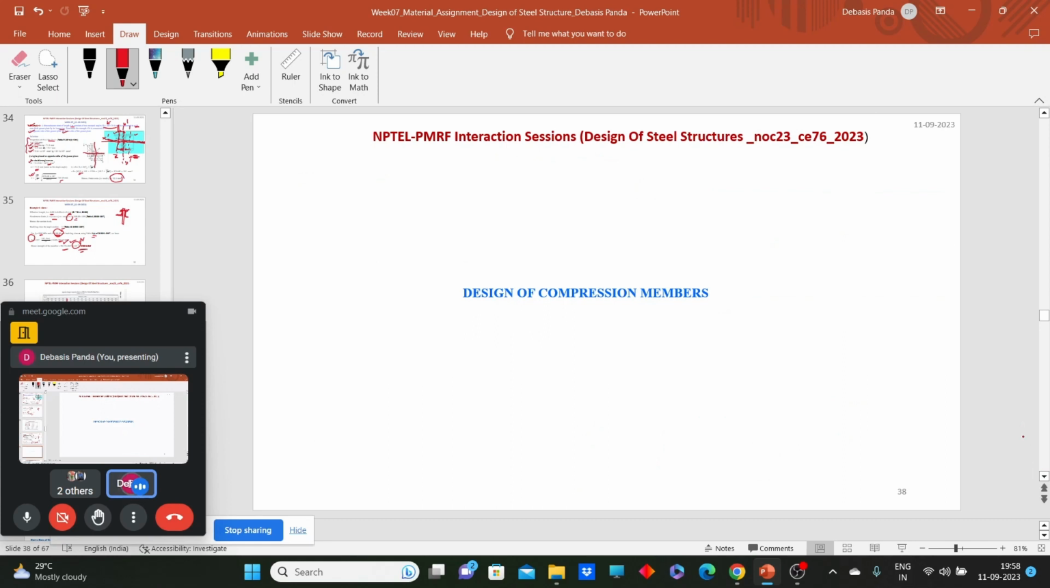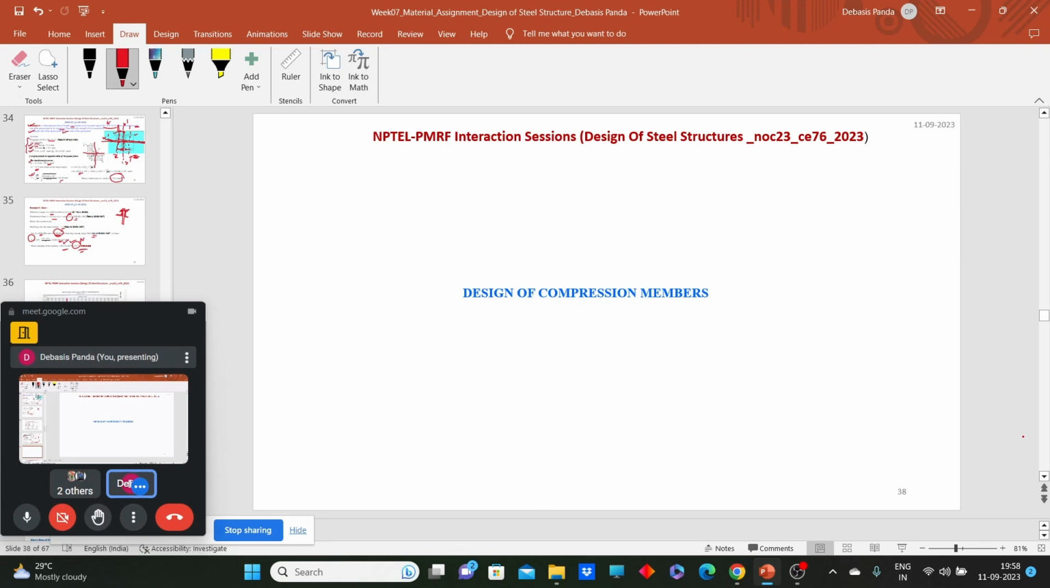Okay. So till now, what have we learned? We have learned to calculate the design compressive strength of a column, the design compressive strength of a single angle strut, as well as the design compressive strength of a double angle strut. Now the thing is how we can design this compression member.